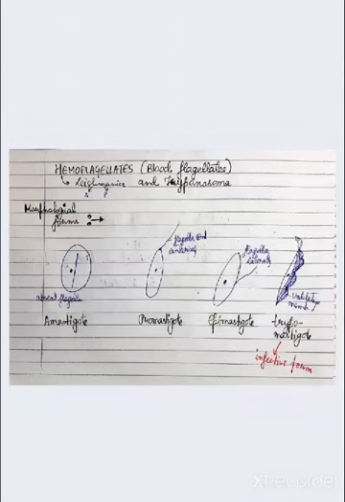Hey everyone. So today's topic is hemoflagellates, the blood flagellates. These are Leishmania and Trypanosoma. The Leishmania contains both morphological forms. These are amastigote and the promastigote. Now let's learn about the morphological forms.